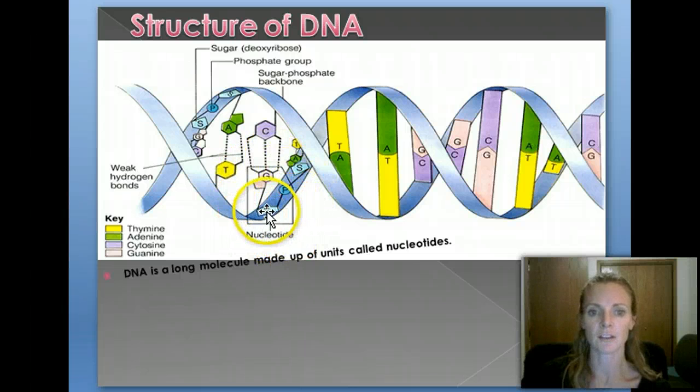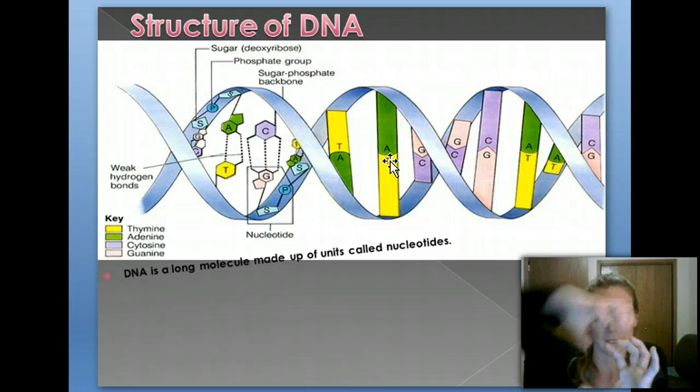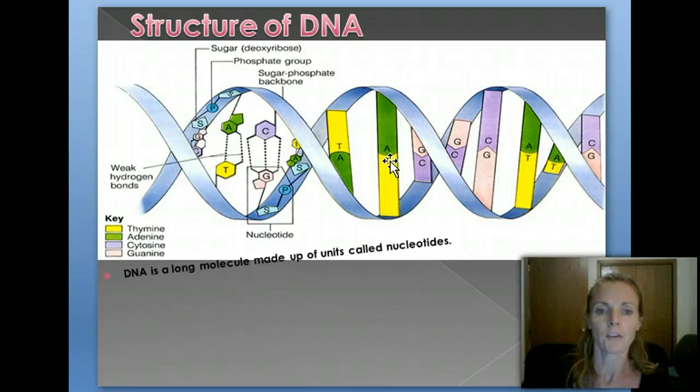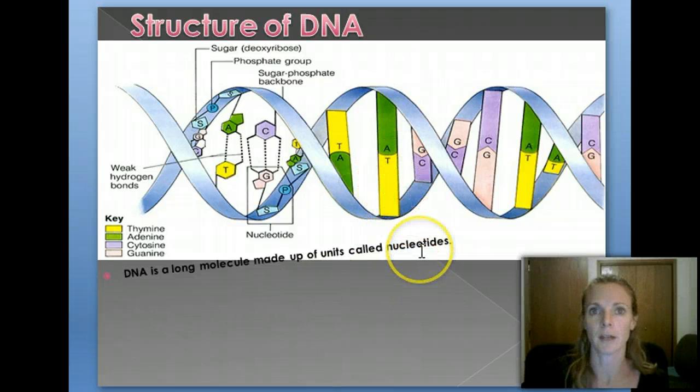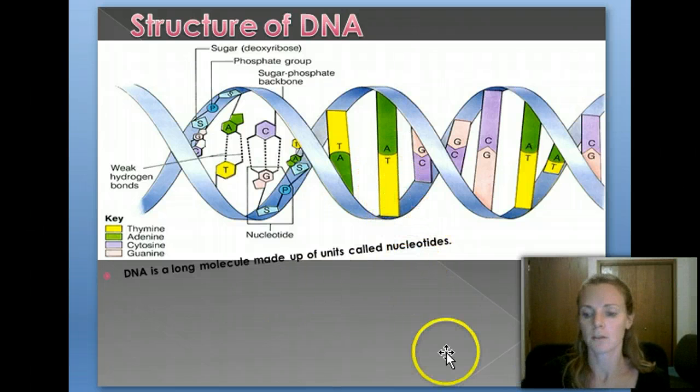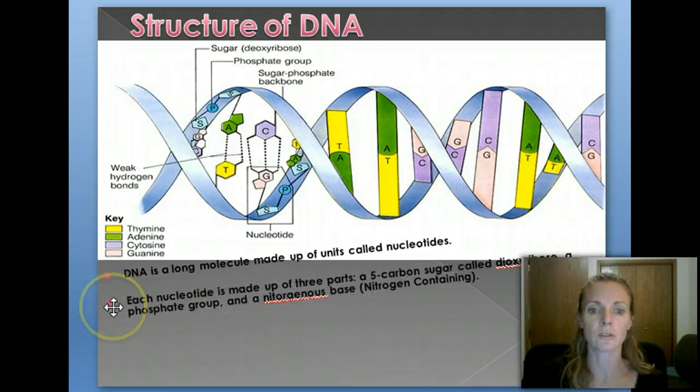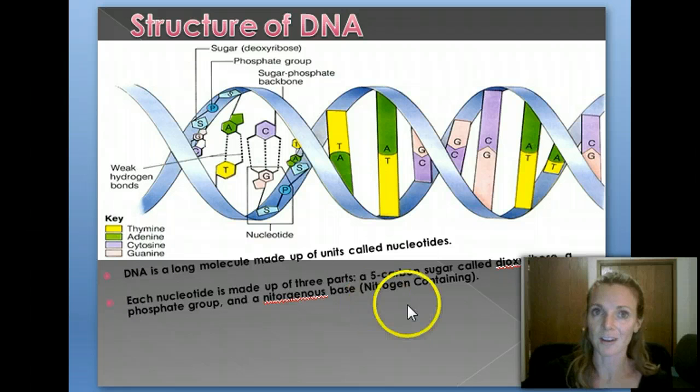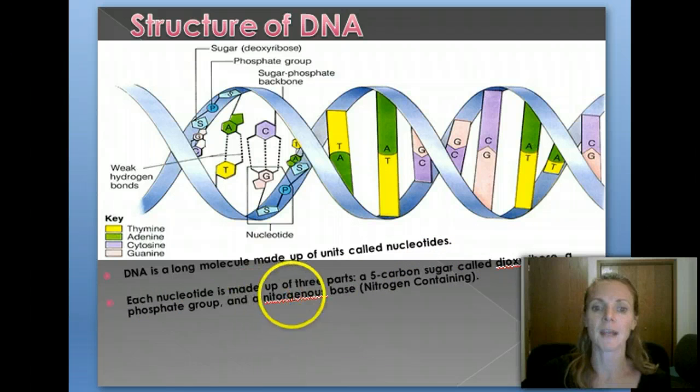So you have the deoxyribose, the sugar group, you have the phosphate, and then you have this part, which we're going to go into in depth. This entire structure right here makes up just half of the rung. I call it a rung because it looks like a ladder that's been twisted. So half of the rung is a nucleotide. Very important. Each nucleotide is made up of 3 parts: a 5-carbon sugar called deoxyribose, a phosphate group, and a nitrogenous base.